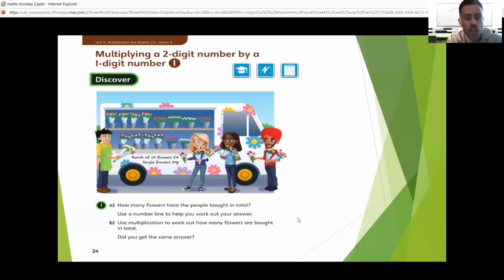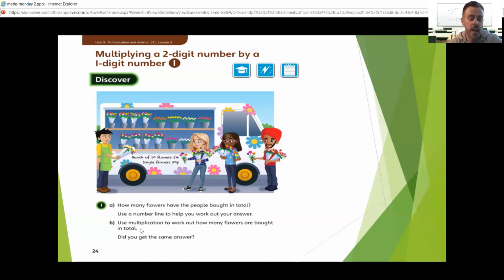Okay, before I show you the answers and how to do 1A, you're going to have a go at 1B as well. Don't rub it out. Don't throw it away. Keep that. We're going to come back to it. 1B says use multiplication to work out how many flowers are bought in total. So 1A, you had to use a number line to work out your answer. For part B, it's asking you to do a multiplication. Can you do a times table statement to help you work out your answer? That's the reason I'm not telling you the answers one at a time. We're going to do both together in a sec.